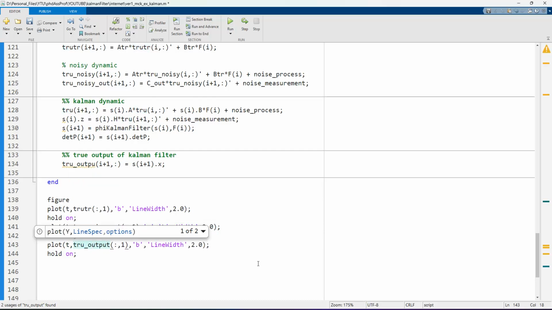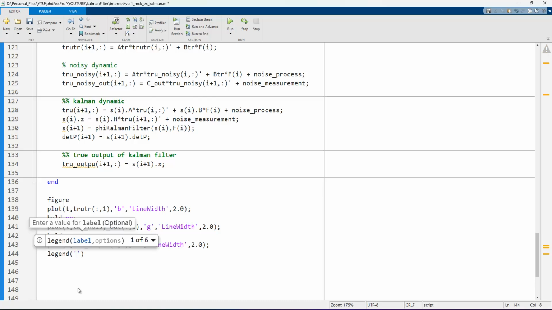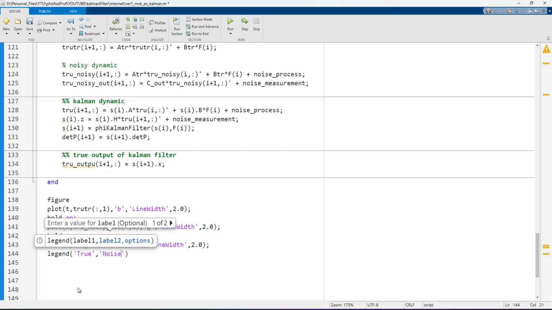This is the Kalman one. Okay, this is the K and Q. And so the legend should be given in here. The legend: true noise, or the actual measurement, and the Kalman results is given in here.